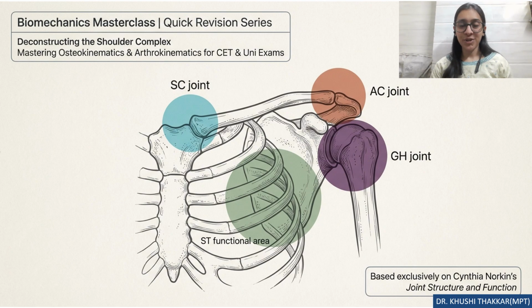Why does the shoulder dislocate so easily, even though it has maximum mobility? The answer is hidden in today's lecture, and 90% of students get it wrong.